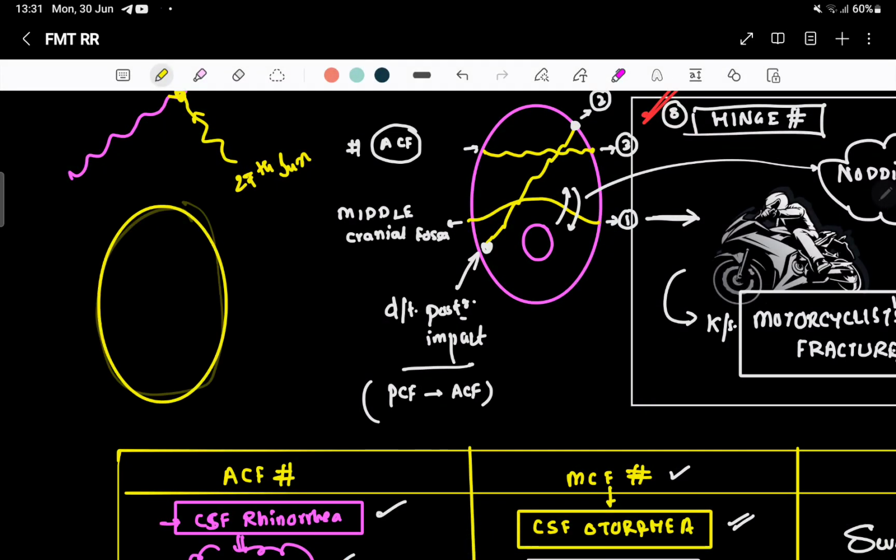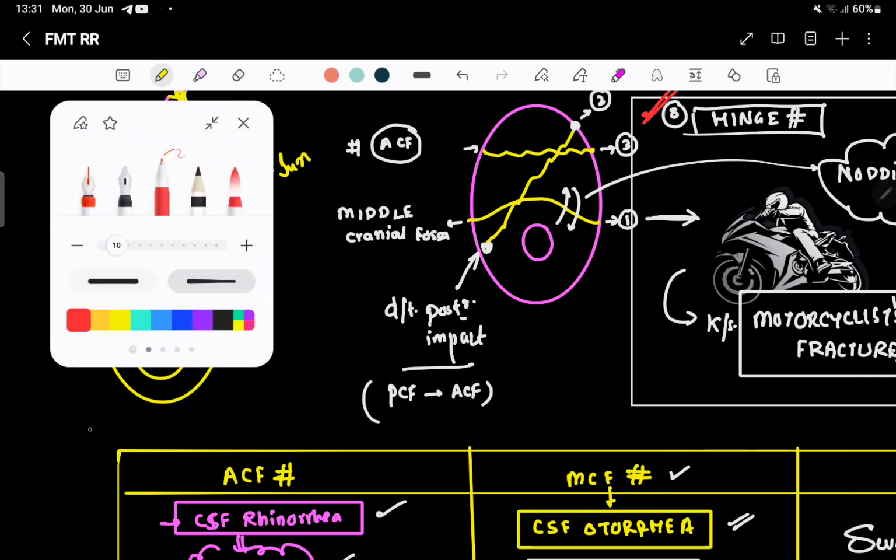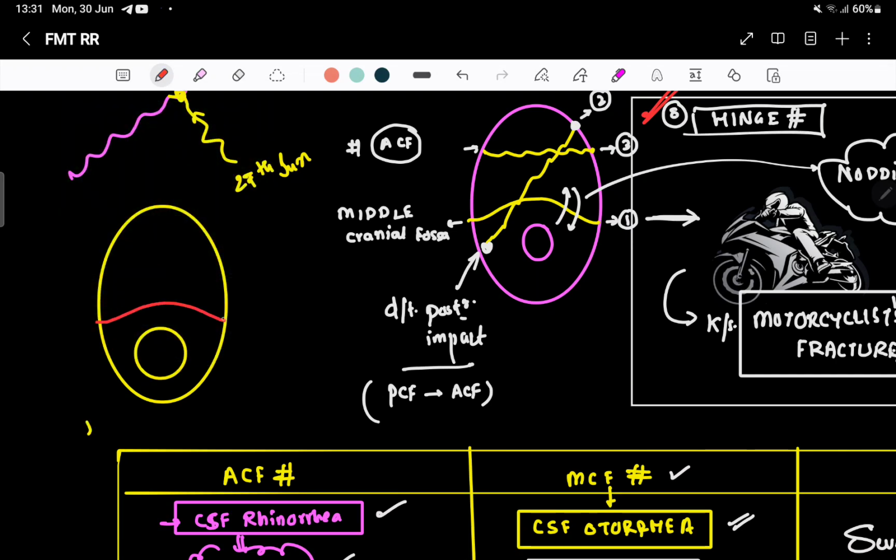Let's say this is a skull base. This is the foramen magnum. Let's say the fracture is extending like this. This is the type 1 hinge fracture.